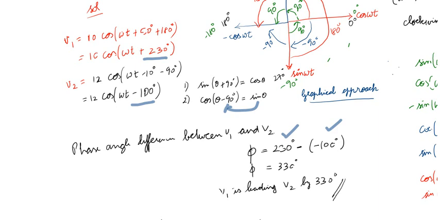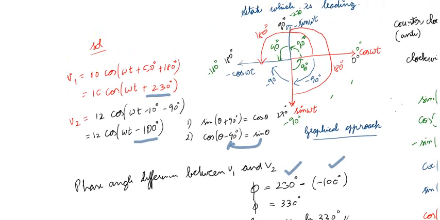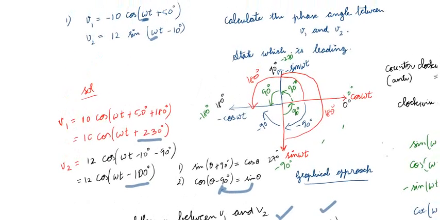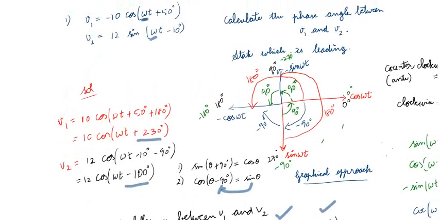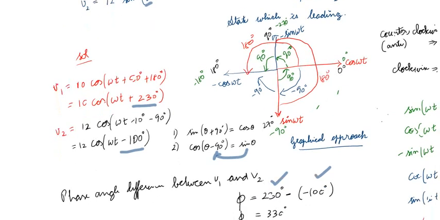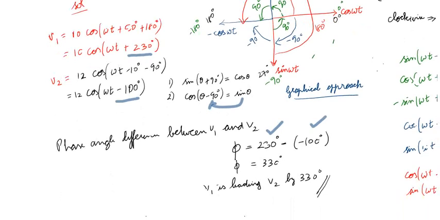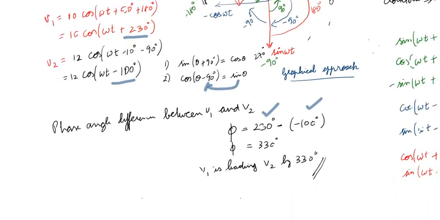Okay, right? So, this is the way how we will work. So, simple, we need to know the trigonometric conversion. Ensure that you are converting this sine to cos and this negative value to positive value just by adding 180 degree or subtracting 180 degree. Then, when both are in cos and both have the positive amplitude, you can easily write this relationship. Find out the difference between 230 degree minus of this angle, which is minus 100. So, minus of minus 100, 330 degree. So, V1 is leading V2 by 330 degree.